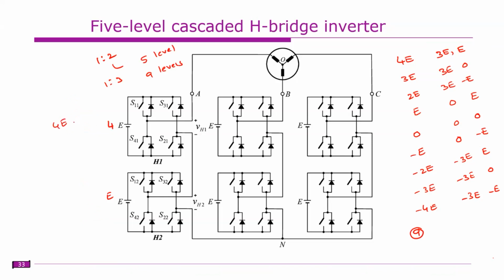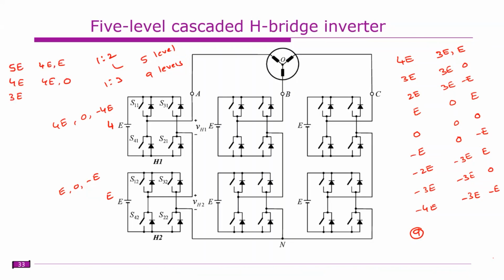So we have 4E, 0, minus 4E here, and this produces E, 0, minus E. Now what is the maximum voltage you can get? 5E, right? What is the next voltage? 4E, right? How to get 4E? 4E and 0. Then how to get 3E? 3E and 0? There is no 3E, right?